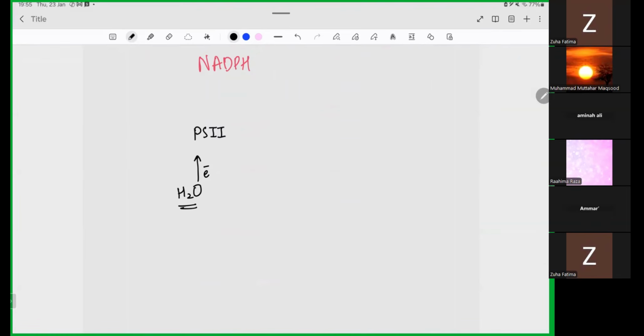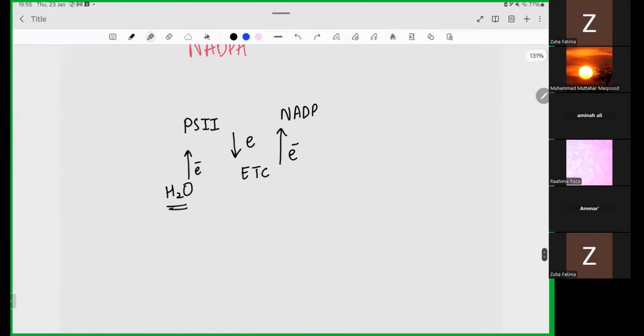Photosystem 2 accepted these electrons, and from photosystem 2, these electrons went to the ETC, and from the ETC, these electrons were accepted by NADP, or you can say just NADP is also fine. So now, if you notice, the starting point and the ending point of this photophosphorylation is not the same. We have a different starting point and we have a different ending point.